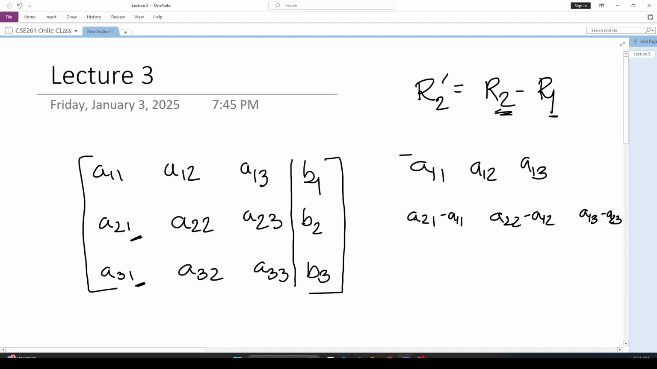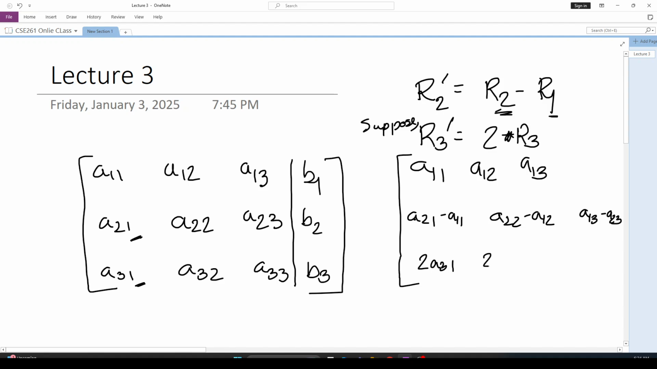So this is actually a row operation. And if I had something like r3 prime equals 2 times r3, suppose I'm just trying to teach you all, this is not elimination, then it will actually be something like 2a31, 2a32, 2a33. Okay, so these are called the operations, and this is not my concern at all.